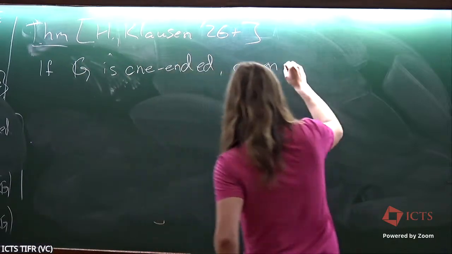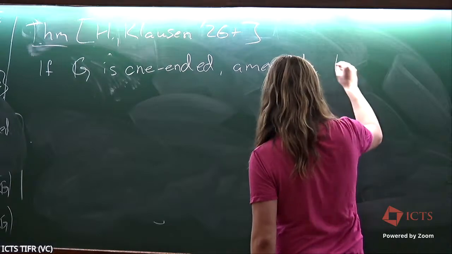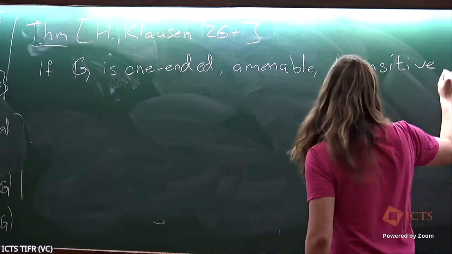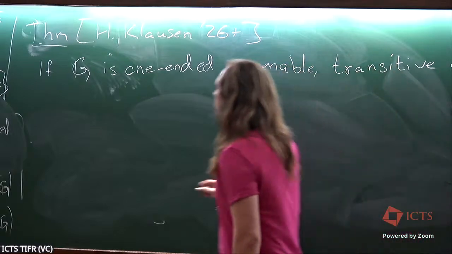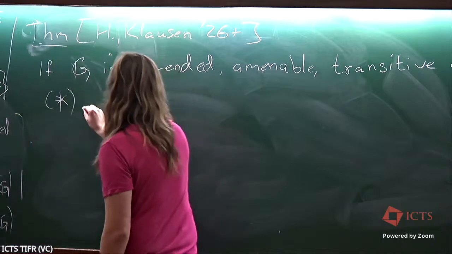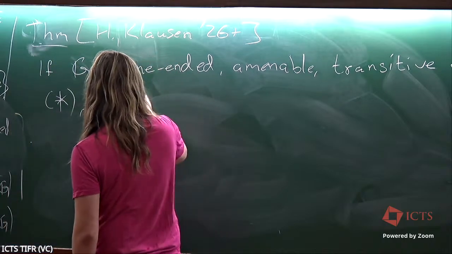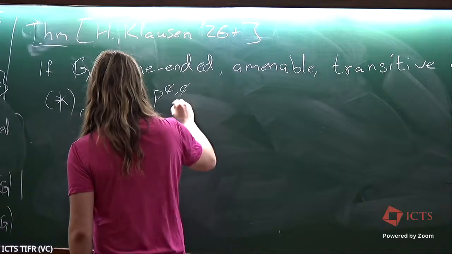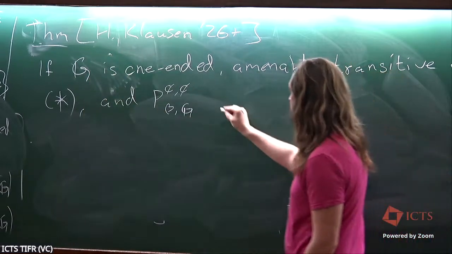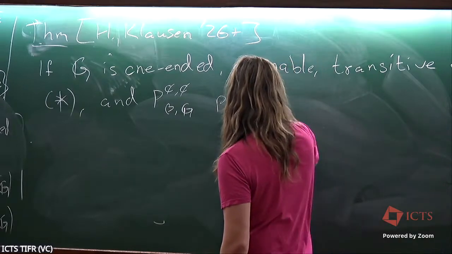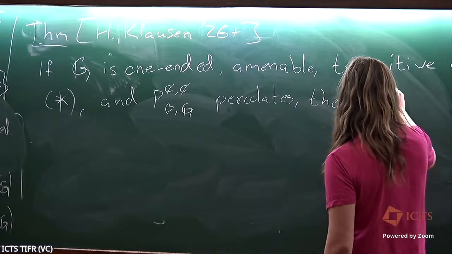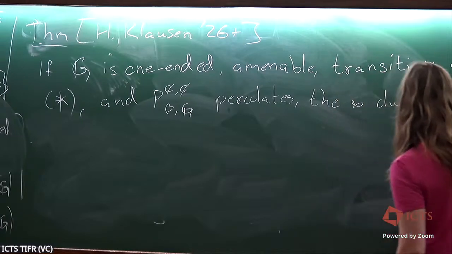If G is one-ended, amenable, transitive, and asterisk, well, which hopefully I'll get back to, and this thing percolates, meaning I take two independent sources and I add them. The infinite cluster is one-ended.